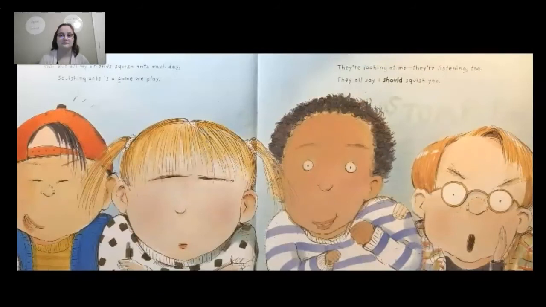Kid. But all my friends squish ants each day. Squishing ants is a game we play. They're looking at me, they're listening too. They all say I should squish you.